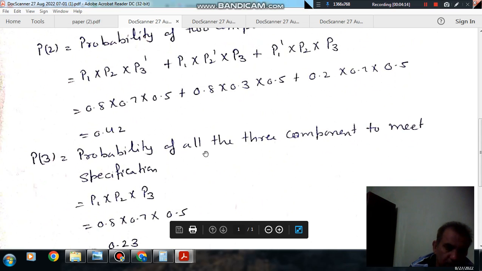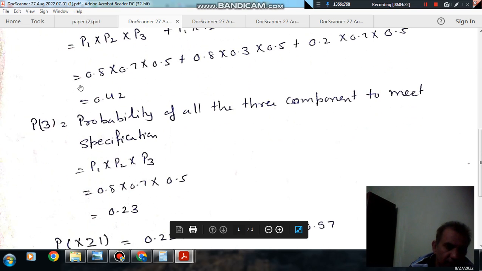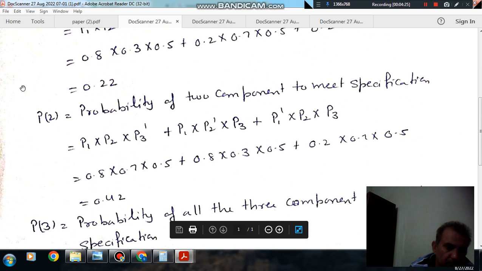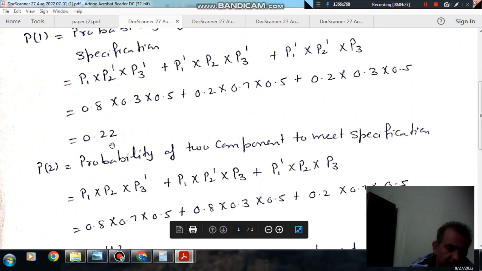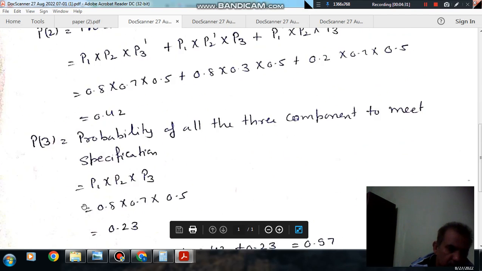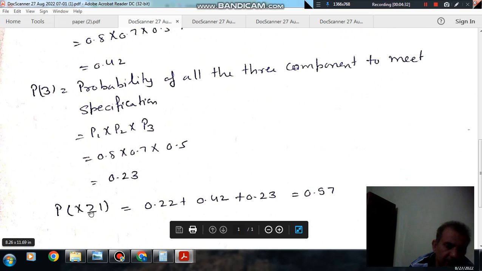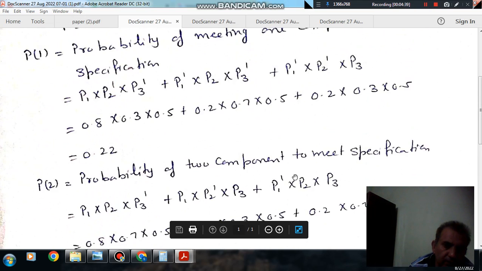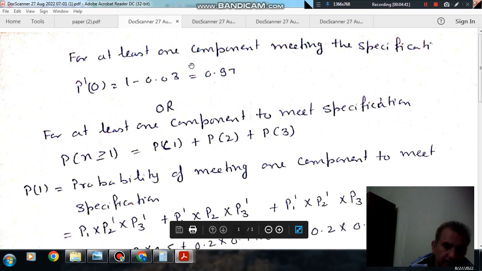Now the probability of all three components meeting the specification is P1 into P2 into P3. P1 is 0.8, P2 is 0.7 and P3 is 0.5. So if we add the probability of one component meeting the specification, two components meeting, and three components meeting, we get the probability of at least one component meeting the specification, which comes out as 0.91. So it can be solved by either method.